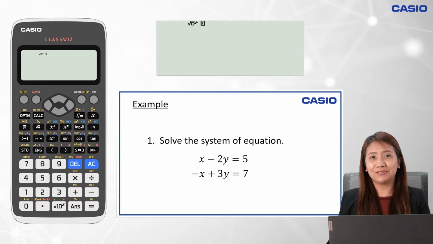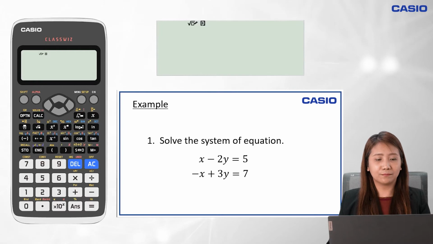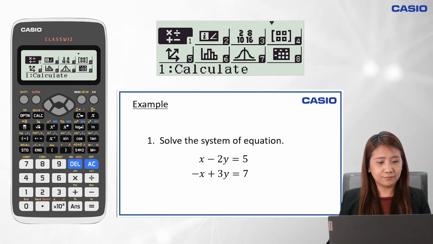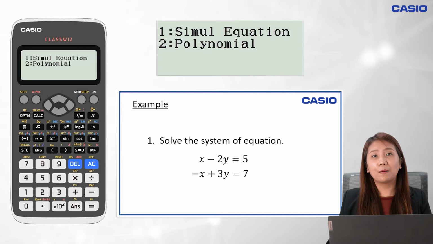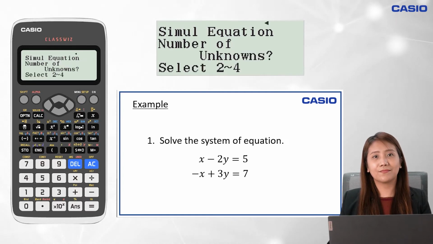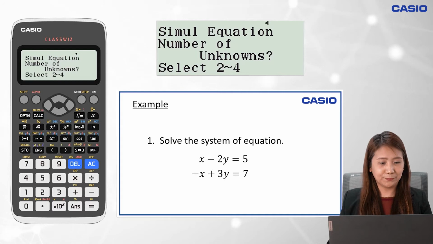Let's have an example. Let's solve the system of equations x minus 2y equals 5 and negative x plus 3y equals 7. First, let's go to Menu A, Equation Function Mode. To go there, let's press Menu, followed by the negative sign. Press 1 for simultaneous equation, and press 2 for the number of unknowns since there are two unknown variables in the given system.